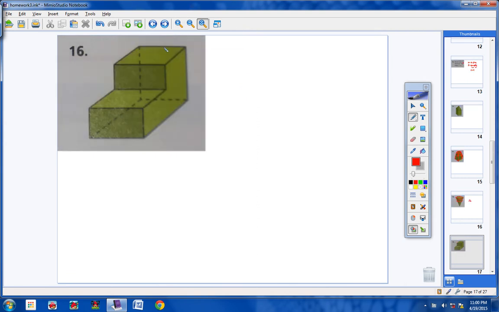Number 16. Most definitely that's a polyhedron. Every single face is a rectangle, or kind of like a letter L-shaped figure. 1, 2, 3, 4, 5 sides. 1, 2, 3, 4, 5, 6. So this is a 6-sided polygon right here. We have rectangles. Looks like a square right here. Every single face is a polygon. So yes, it's a polyhedron.